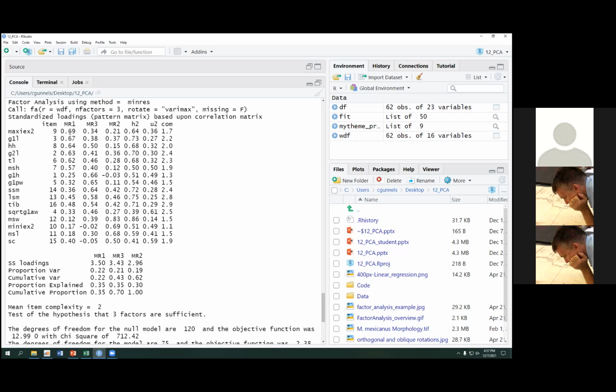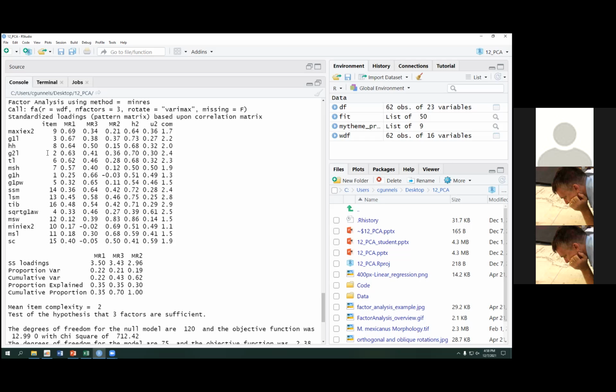So for this first one, Ariana, do we have loadings on that first factor that kind of make biological sense? MR1. Positive, positive, positive, positive, positive, positive. They're all kind of going the same direction. That kind of makes sense.